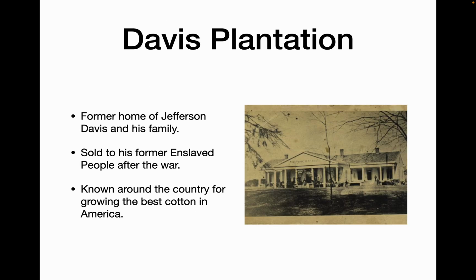However, a few plantations were able to make a success, including the Davis plantation, the former home of the president of the Confederacy, Jefferson Davis, and he sold it to his former enslaved people after the war, where they became known for growing some of the best cotton in America, and therefore some of the best cotton in the world.